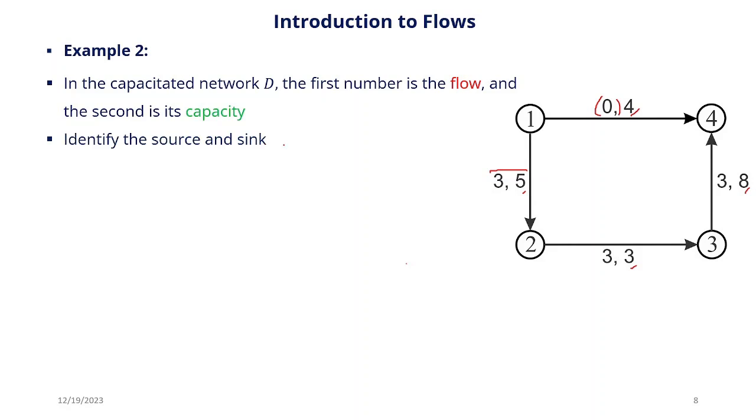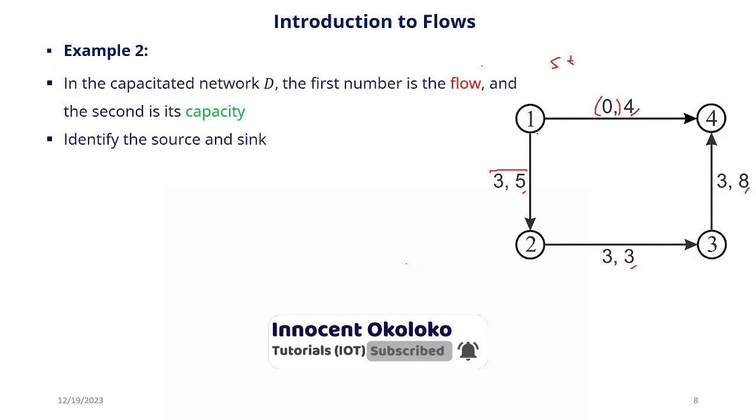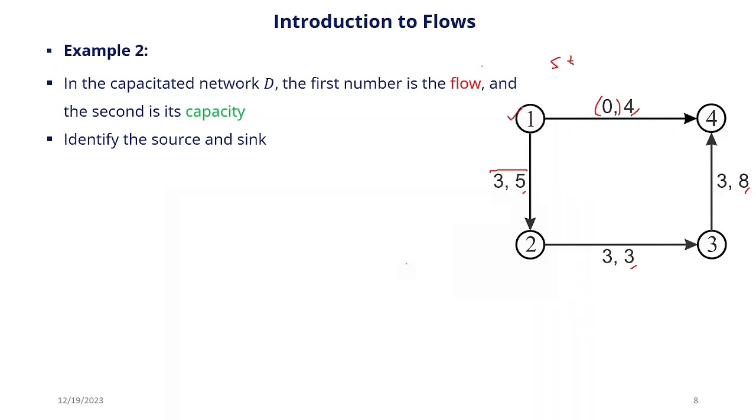The question is saying identify the source and the sink. Another thing is you may not explicitly see S and T on the graph indicating source and sink. How do you know which one is source and sink? The source is the node for which edges are going out but they are not coming in. So if you see node 1 for instance, you will discover that all the edges coming out from node 1 are directed elsewhere. Nothing is coming into node 1. So automatically you can detect that node 1 is the source.